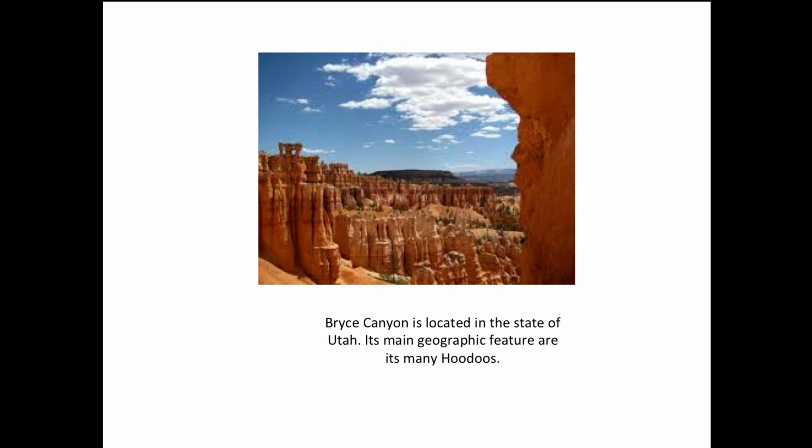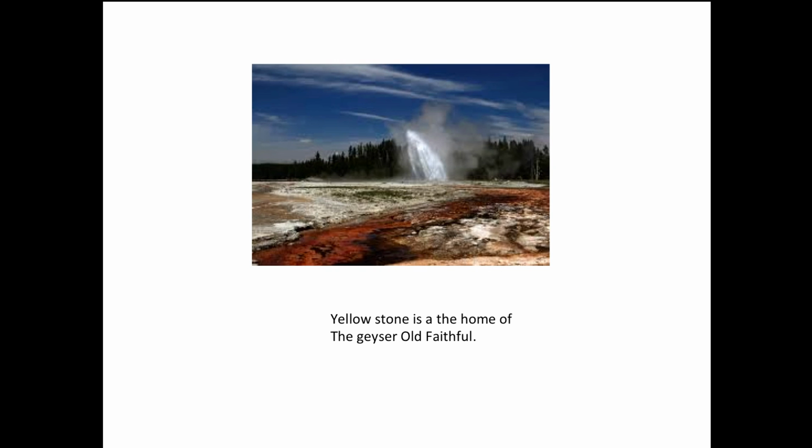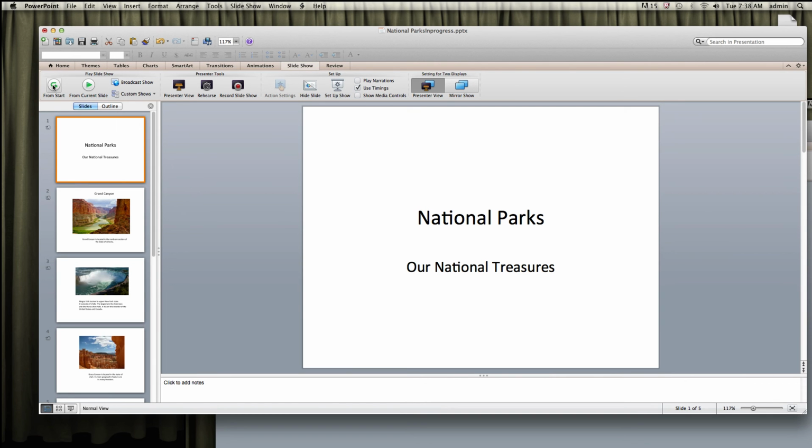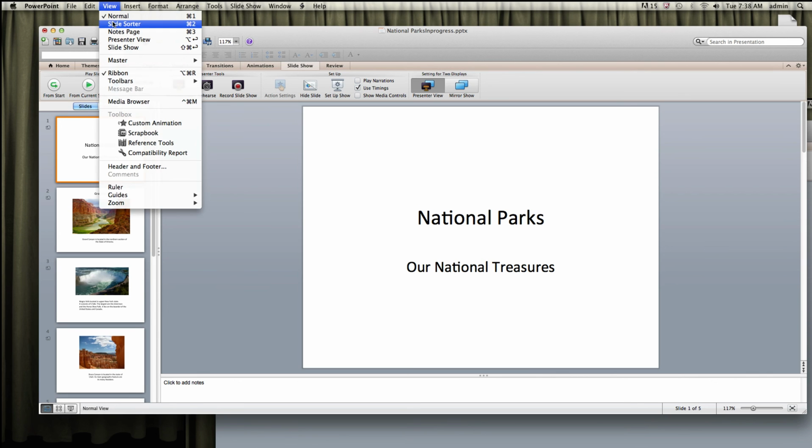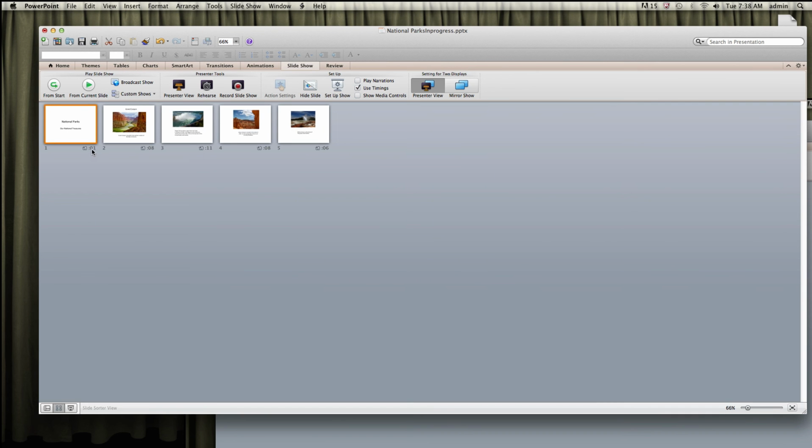Bryce Canyon is located in the state of Utah. Its main geographic feature are its many hoodoos. And Yellowstone is the home of the Geyser Old Faithful. And that's it. Wow, fantastic. So, I've got my timings pretty well. Let's just take a quick look at what they are. This probably could be a little longer, but I'm going to leave it like that because there's so little on there. And there you go. So, that's how you do timings, that's how you rehearse them, and that's how you change them.